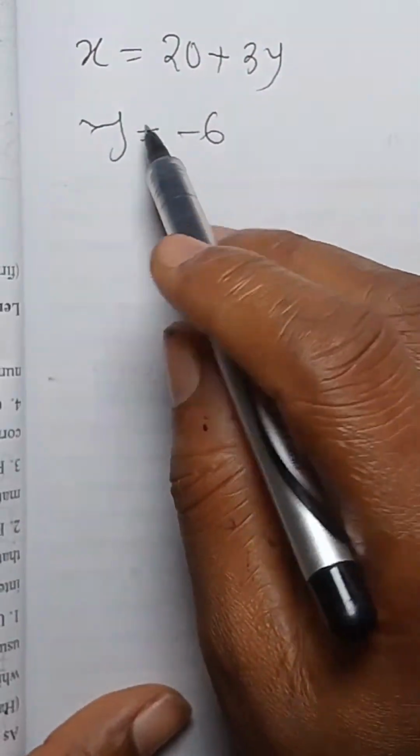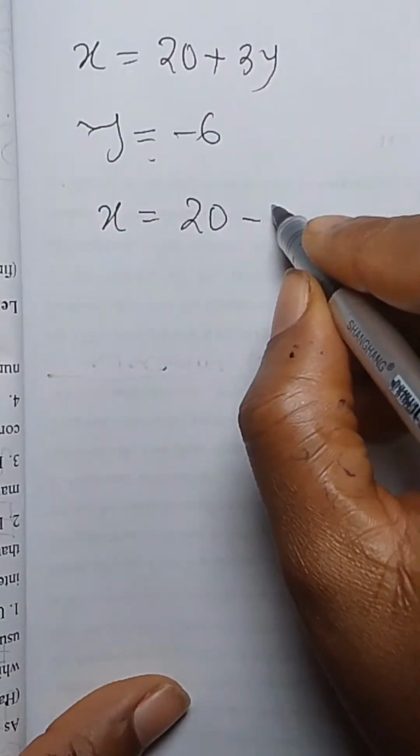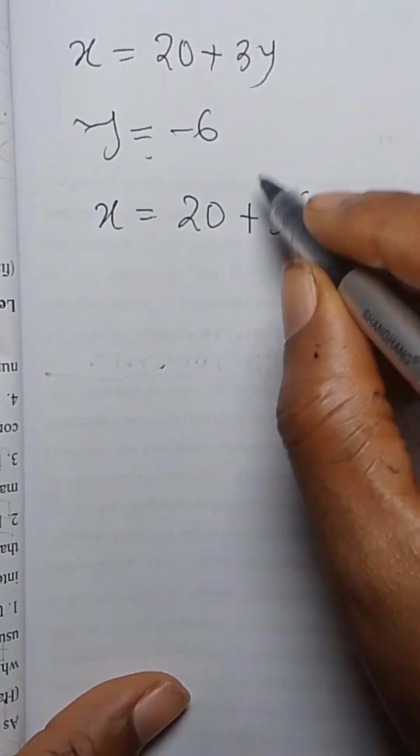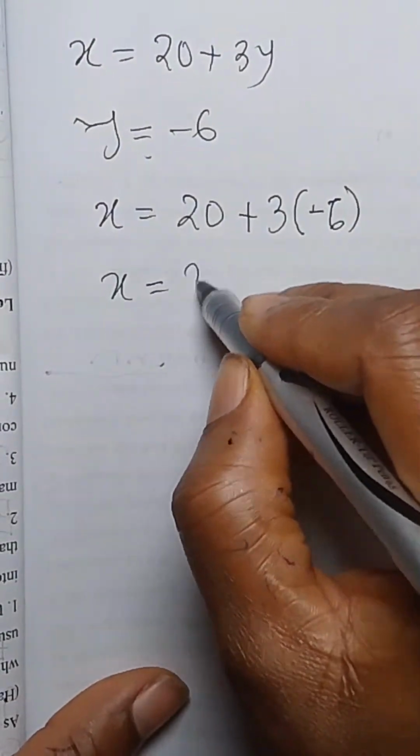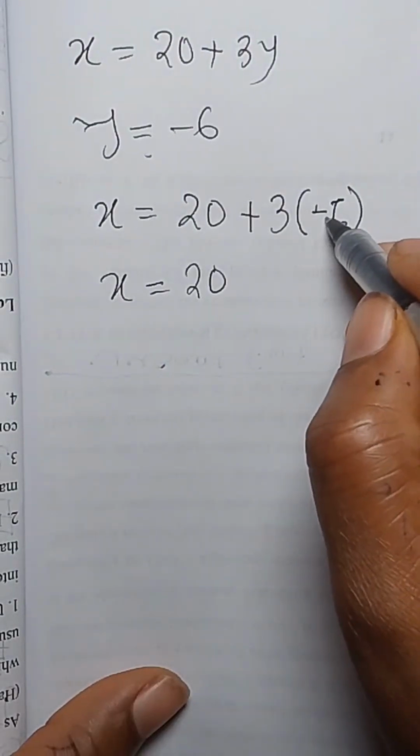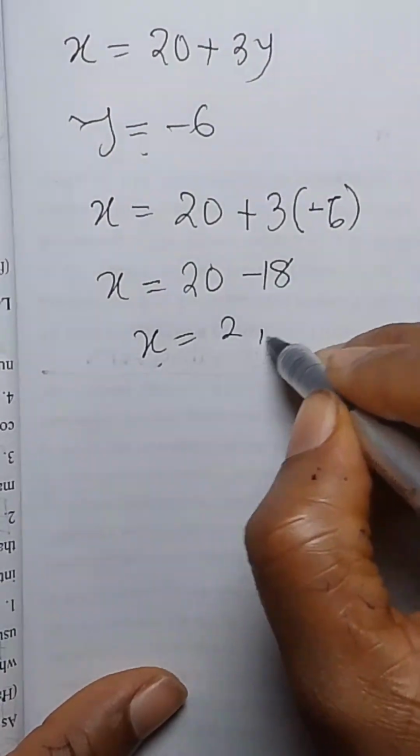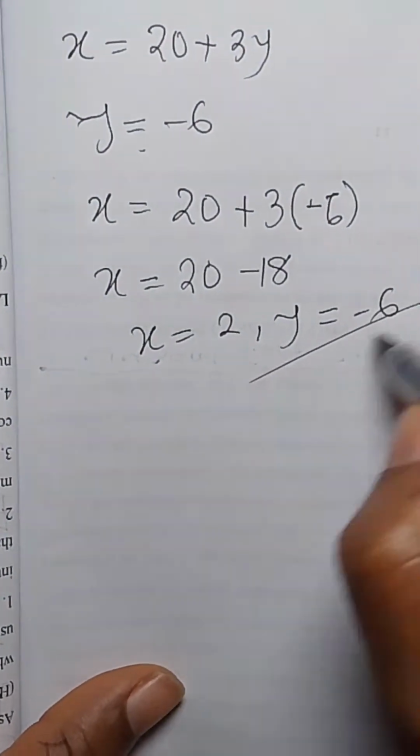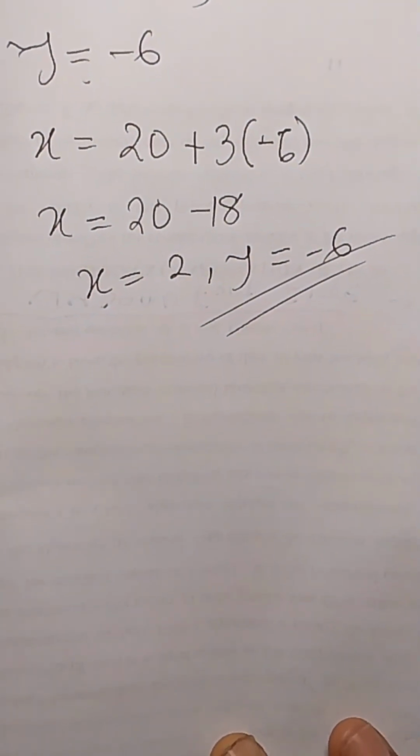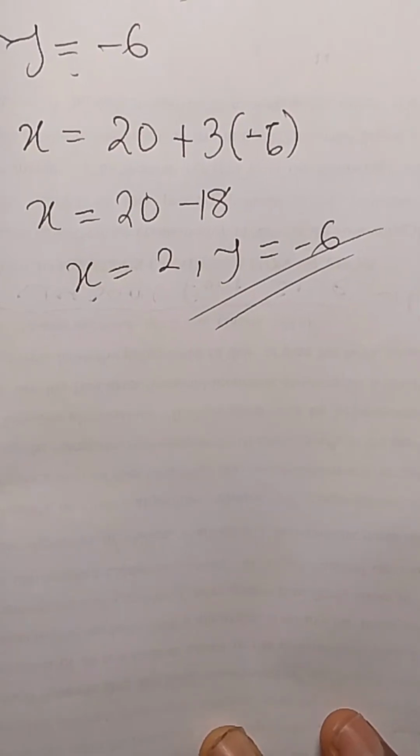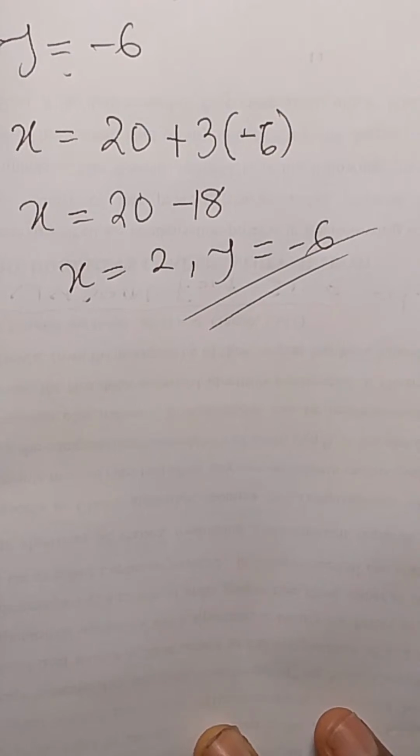Remember, we are looking for our x. So our x will be equal to 20 plus 3 bracket minus 6. 3 times minus 6 will give us minus 18. So our x is equal to 2 and our y is equal to minus 6. So that is the solution. If you look at the first one we solved, the answer is the same. Using the elimination method and the substitution method, we arrived at the same answer. So we are going to solve another example.